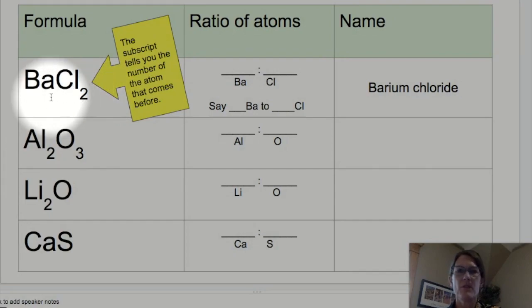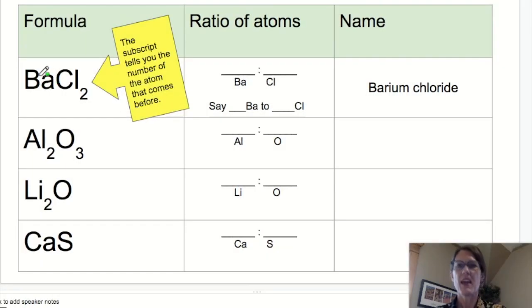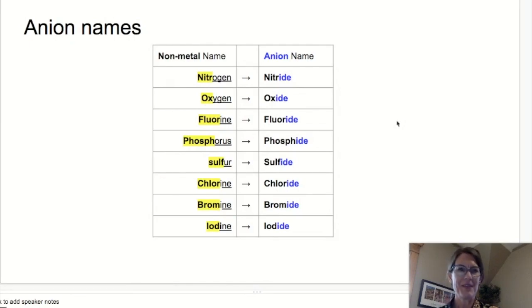So let's fill in the ratio of atoms, and then we're going to say the name as well. For Ba, I see no subscript. When there's no subscript, that's the same as if there's a 1. So 1 Ba and 2 Cl. So the way I would say that is the ratio is 1 Ba to 2 Cl, 1 to 2. And then the name is Ba is barium. If you're not sure, you'd have to look at a periodic table. Chlorine becomes chloride. So now pause here and then try to fill in the rest of your chart.